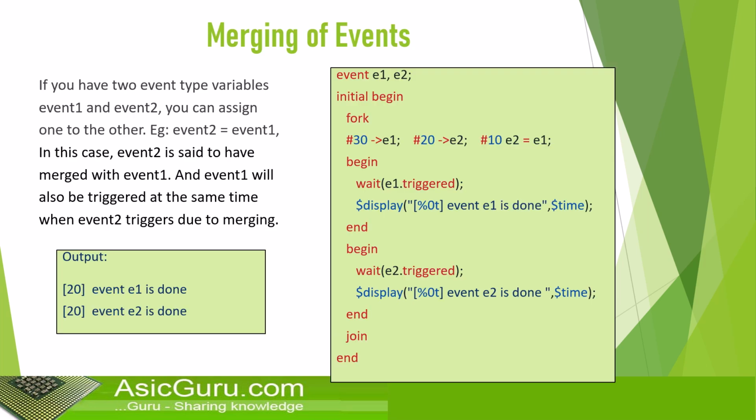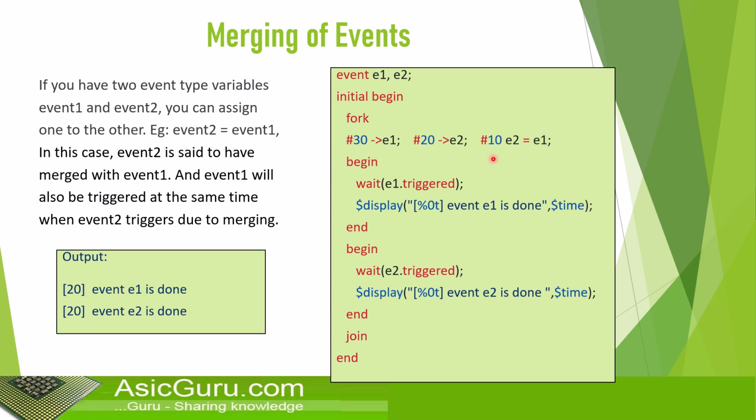So this is another important concept in SystemVerilog events, that is merging of events. Let's say you have two event variables, event 1 and event 2, and if you assign one to the other like this, then both of them now refer to the same event, and this is called merging. Once you are done with merging, triggering event 2 is effectively the same as triggering event 1. Or we can say that event 1 will also be triggered at the same time when event 2 triggers due to merging. So let's understand this with the help of this example.